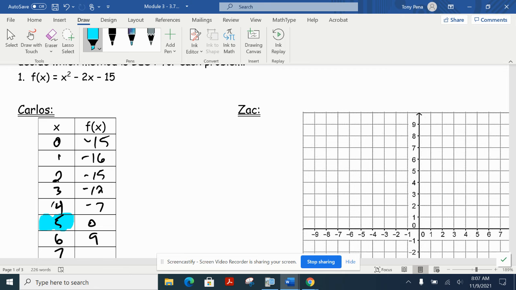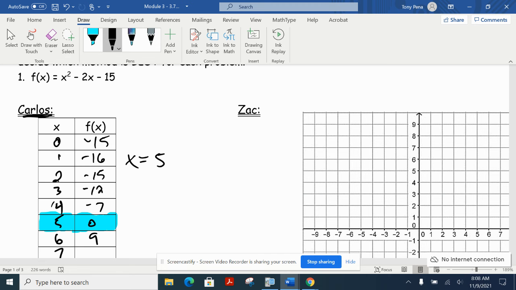This point right here, where we have an x value, and at that x value, notice how that y coordinate is a 0. What that tells us is one of our solutions, if we do it Carlos's way, which is to set up a table, one of our solutions is the x value of 5. Because that's where we get a 0 value.